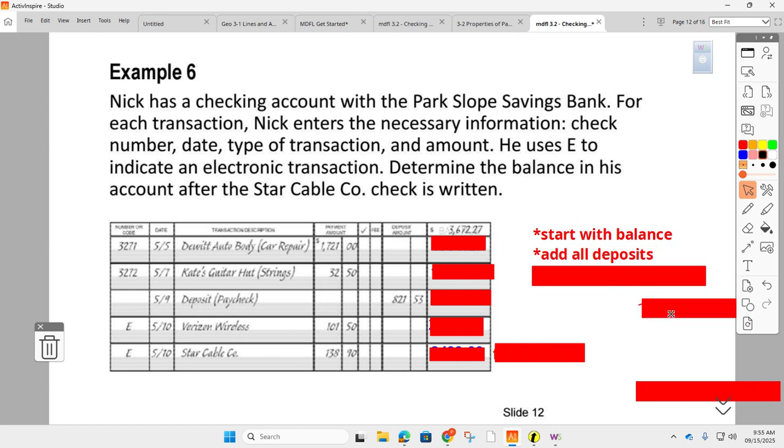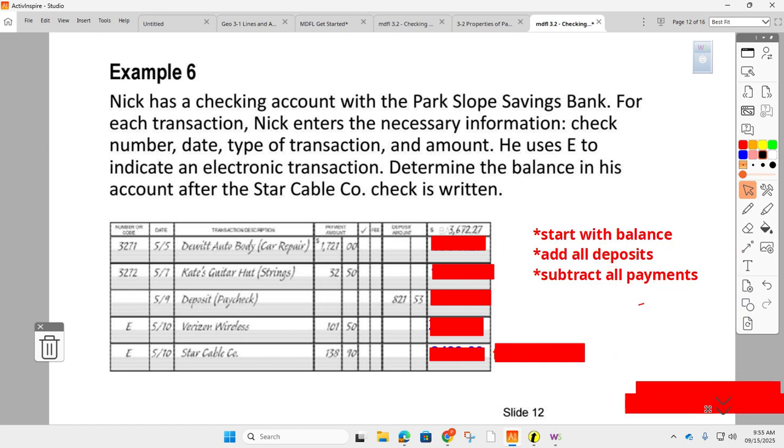We add all our deposits, we subtract all payments. Now, when we do that, we have a payment column and a deposit column. If I'm subtracting money from my account, it always goes in this column. If I'm adding money to my account, it always goes in the deposit column. And from each line, we make sure we keep a running balance. That means we calculate after each line.